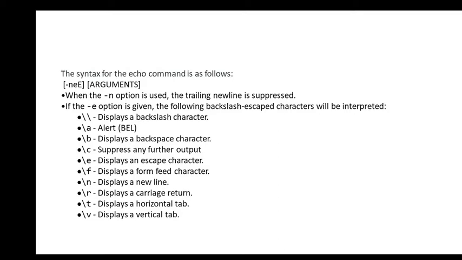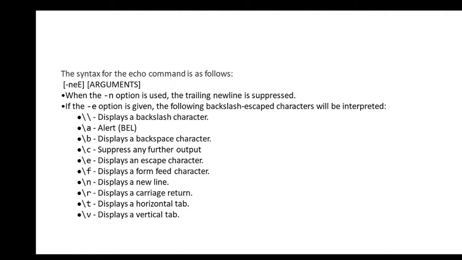The -n option suppresses the trailing newline. If the -e option is given, the following backslash escape characters will be interpreted. Double backslash displays a backslash character. Backslash a will alert.